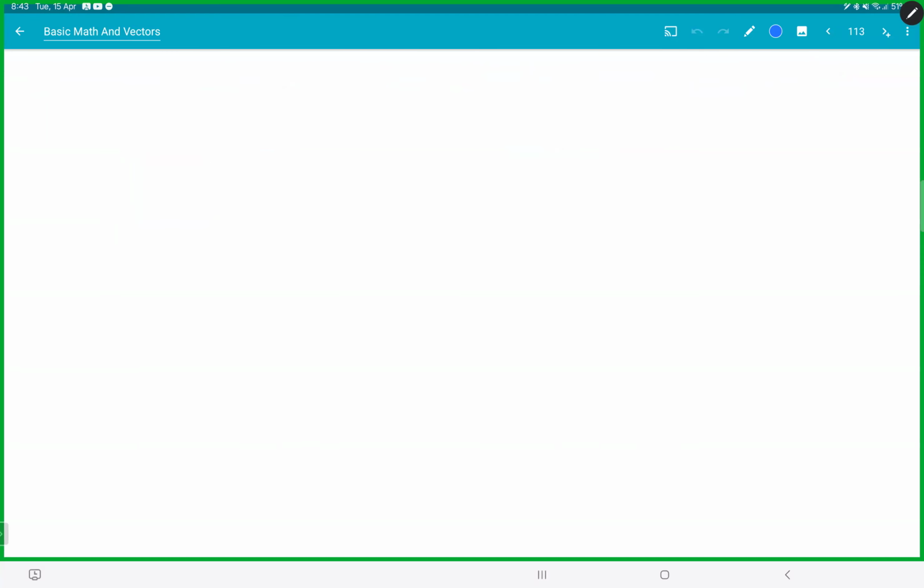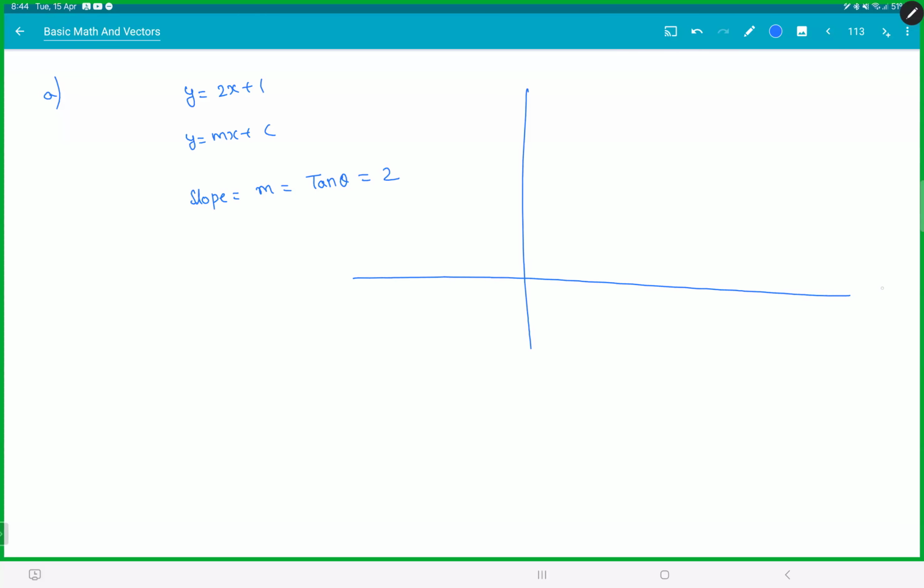Let's see. Look at the first one. You said y is equal to 2x plus 1. Now we studied this in school. So this thing looks like y is equal to mx plus c. So the slope is m, which is nothing but tan theta, is equal to 2. Agreed? So this line equation is looking something like this. So this is the line y is equal to 2x plus 1.